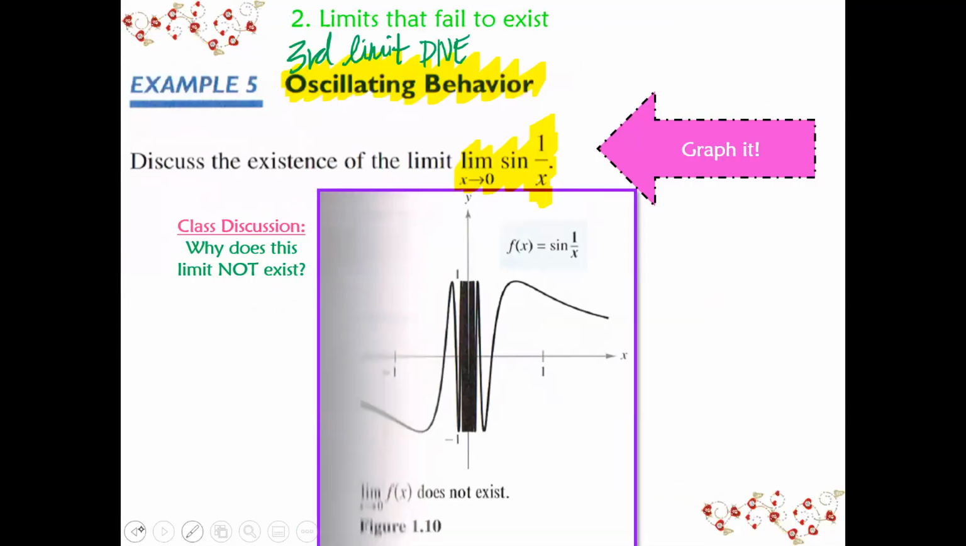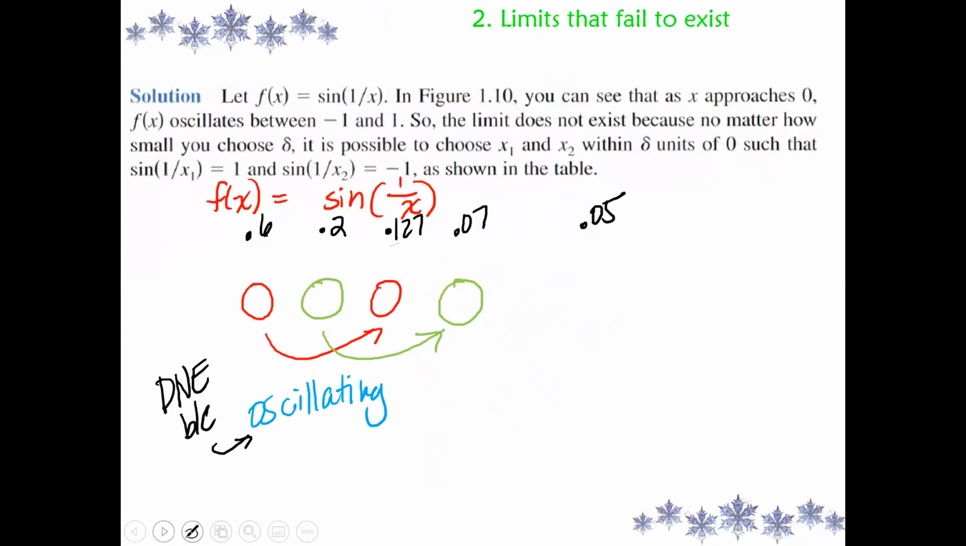And a lot of the time with oscillating behavior, if you look at example 5, it's generally with a trig function, like sine of 1 over x. If you were to graph this and then zoom in on it, this is what it will look like. So whenever you have a trig function, just remember that the limit might not exist because of oscillating behavior.